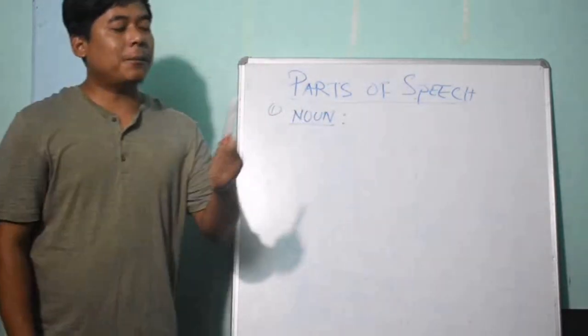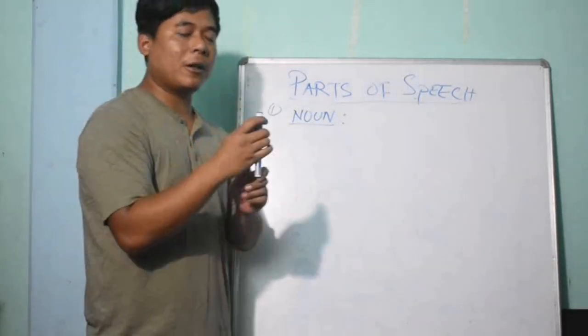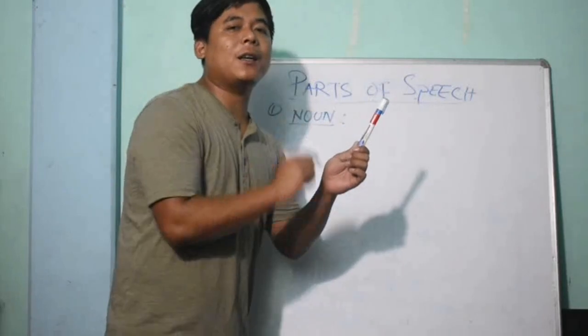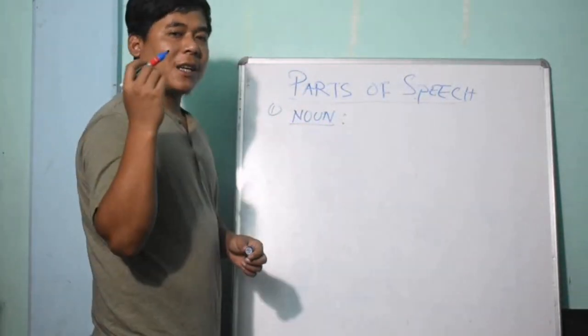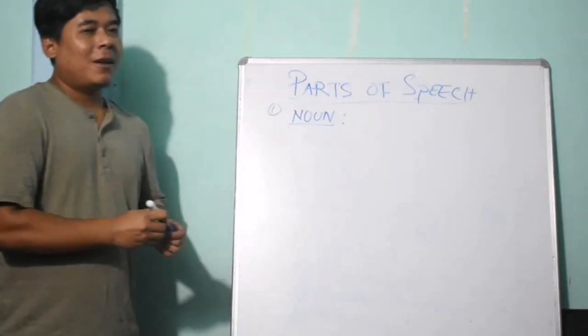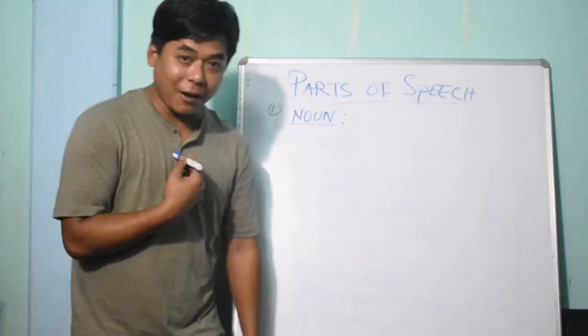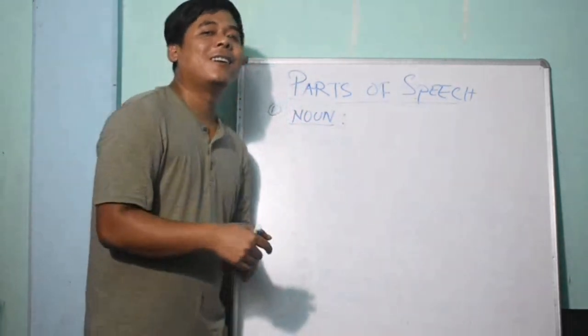Okay, an example. What do we call this thing that I'm holding right now? This is called a marker. The name given to this thing is marker. So marker is a noun. The name my parents have given me is Lalri. This person is called Lalri. So the word Lalri is a noun.